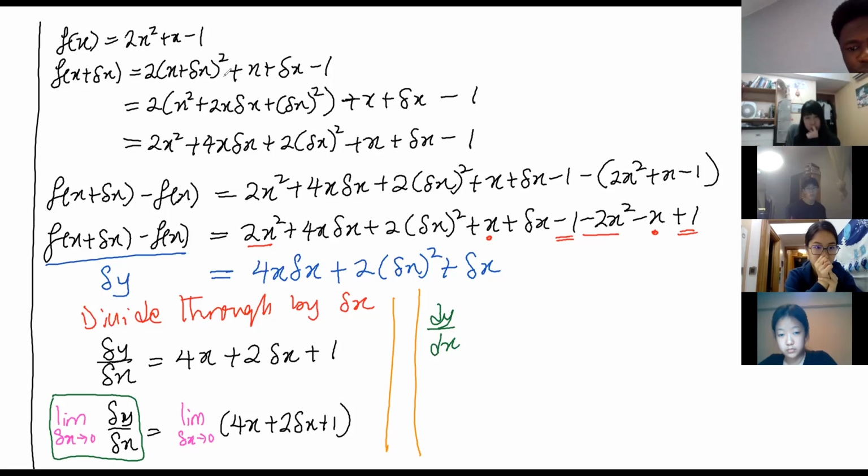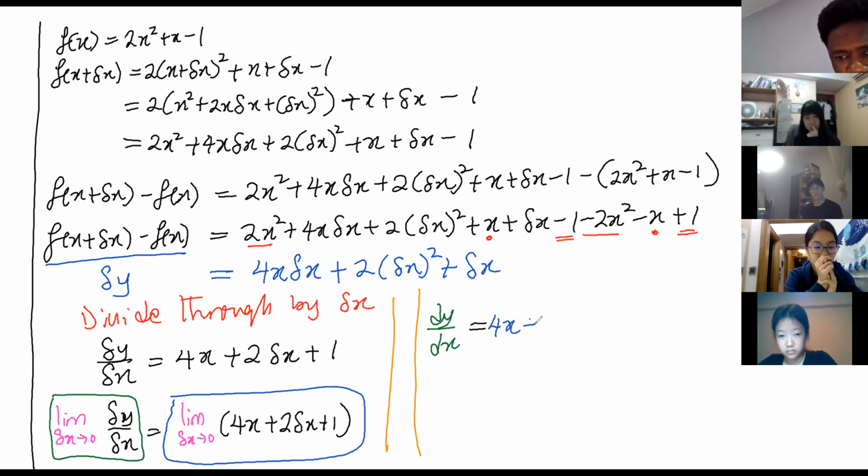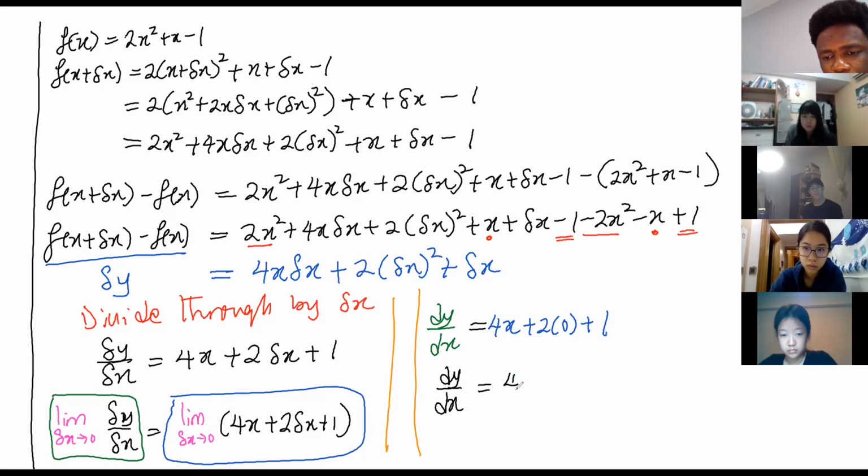Agree? So the left-hand side is just a change of notation. The right-hand side is to evaluate the limits. Okay, this right-hand side here, we should just evaluate the limits. 4x plus 2 times 0 plus 1. Can you see that? Because delta x is like the h that we keep using, tending to 0. Understand? So finally, dy by dx is simply 4x plus 1.